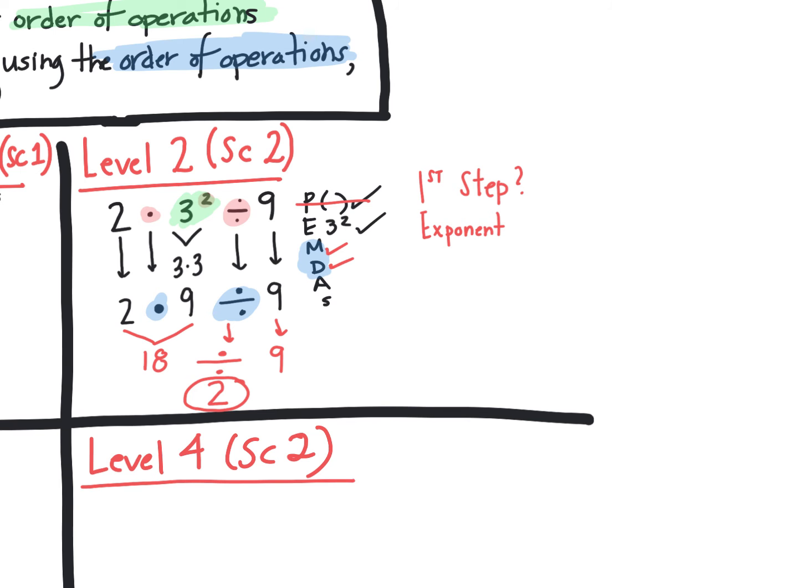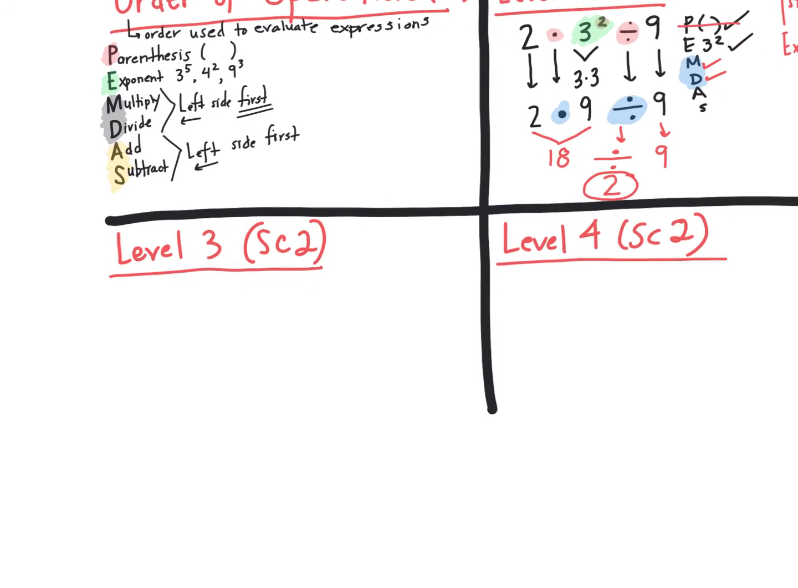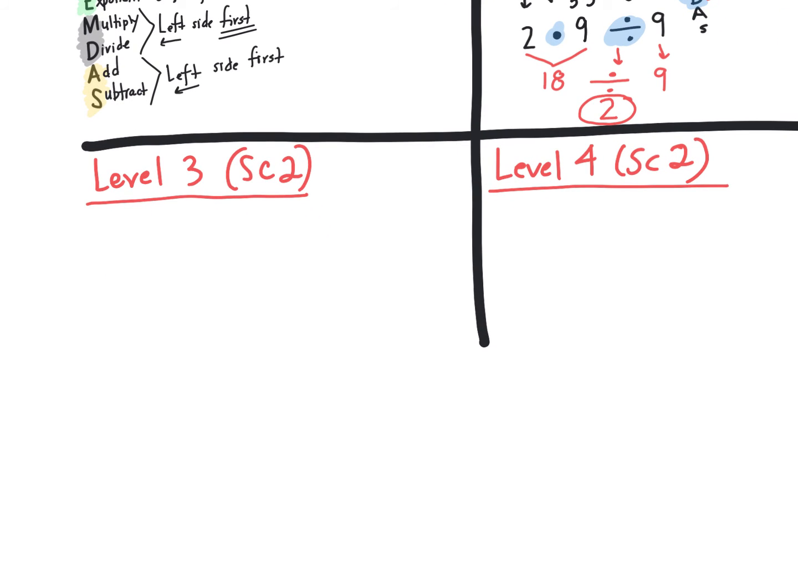All right, let's go on to level 3. Let's evaluate another one. Okay, so for level 3, I'm going to give you this problem right here. 6 times 2 plus 15 divided by 3. Okay, remember, the first thing I do before I do anything else is I write PEMDAS on the side. That's really important, okay? You have to have it for every level.